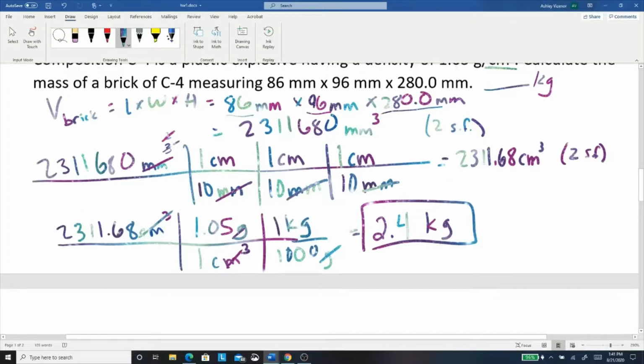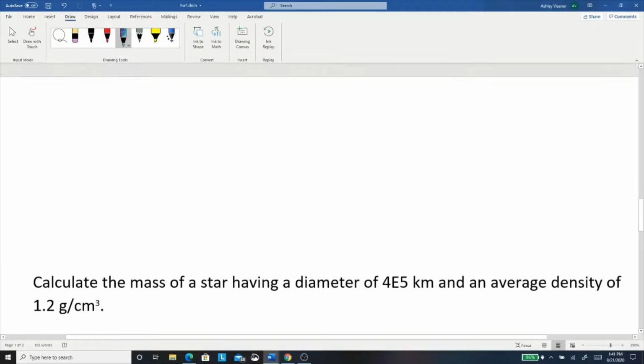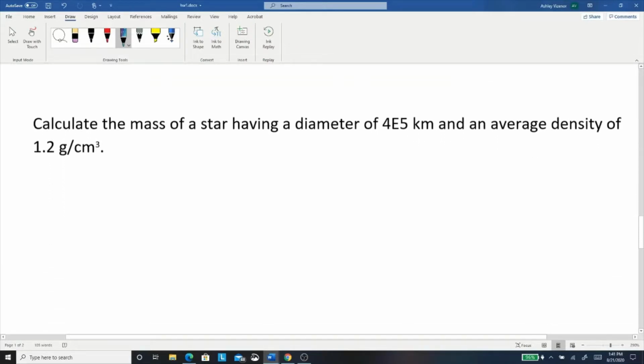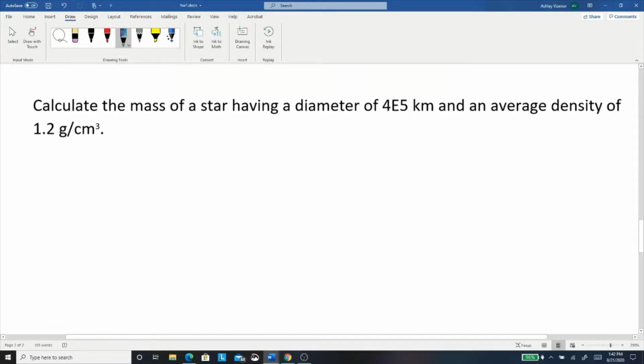All right, and now for the doozy. The mass of a star having a diameter of 4 times 10 to the 5th kilometers and an average density of 1.2 grams per cubic centimeter. Now this one actually isn't as bad as it looks. I think the main problem with it is if you're trying to put things in scientific notation, keeping track of decimal places, as well as maybe the volume of a sphere, because we're given a diameter.